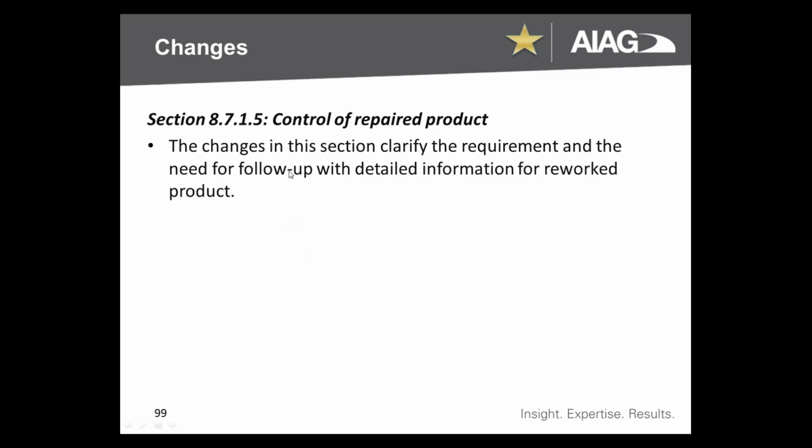8.7.1.5, control of repaired product. Very similar to rework product, again, the organization has to utilize a risk analysis to assess risks in the repair process prior to the decision to repair product. There needs to be a documented process for repair confirmation, instructions for disassembly or repair. The organization shall obtain documented customer authorization for concession and retain documented information on the disposition of repaired product, including quantity disposition, disposition date, and traceability information.